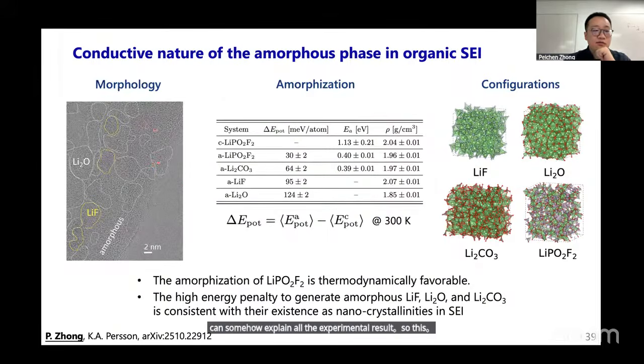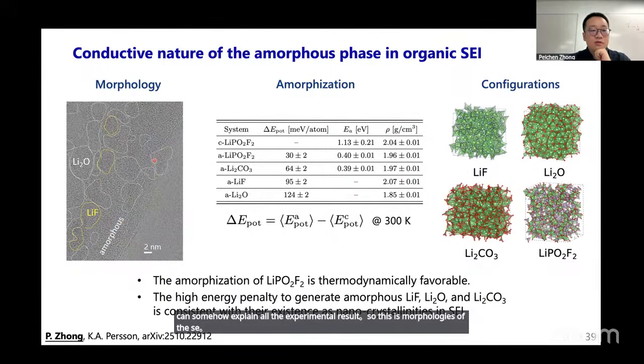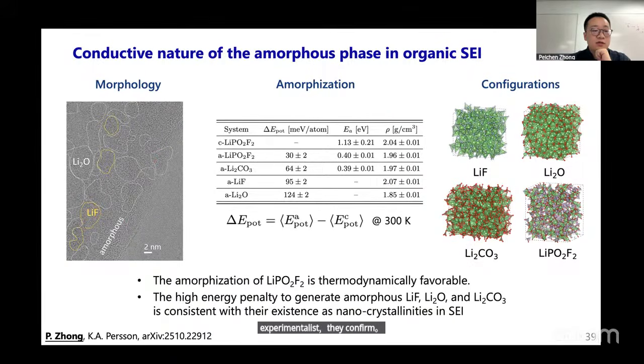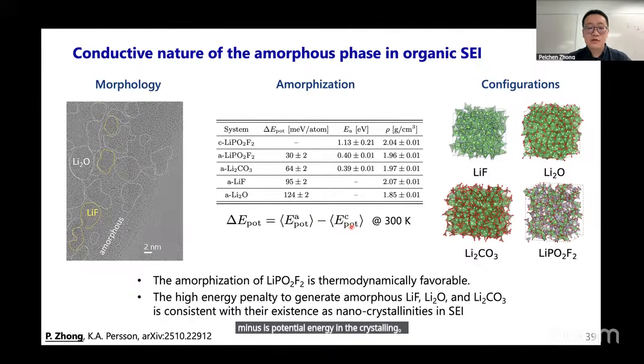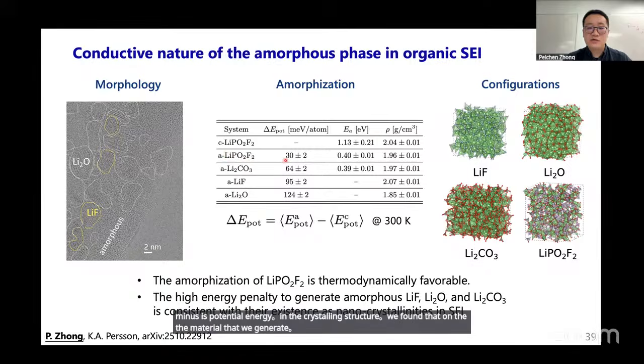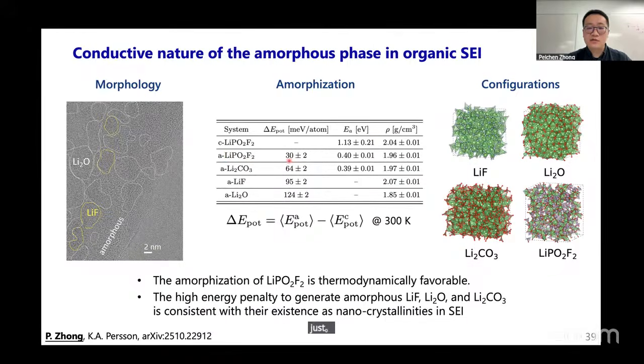So this is the morphologies of the SEI derived from the cryo-TEM. Experimentalists confirm that there are crystalline nanodomains, for example, lithium fluoride and lithium oxide, and they are embedded into the amorphous matrix. And indeed, we use our simulation to compute what is the amorphization energy. That's basically the potential energy of the amorphous structure minus its potential energy in the crystalline structure. We found that the material that we generate has a very low amorphization energy. That's just almost 30 meV per atom.